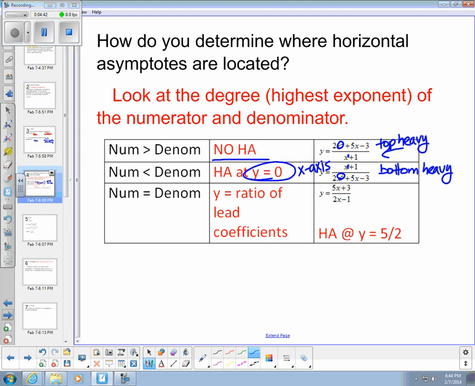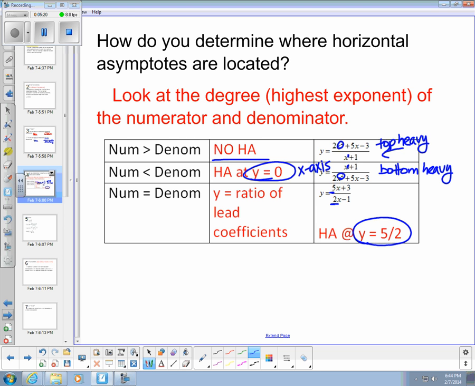When the two degrees are equal, as in this last example, 5x over 2x, they're both a degree of 1, then we're going to look at the lead coefficients, the numbers in front of the variable with the highest exponent. And we're going to take the ratio of lead coefficients. So the horizontal asymptote for this example would be y equals 5/2. So, ratio of lead coefficients when the degrees are equal. If it's top heavy, no horizontal asymptote. If it's bottom heavy, then it will always be y equals 0, or the x-axis.